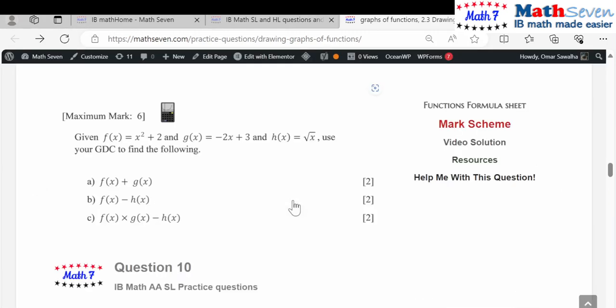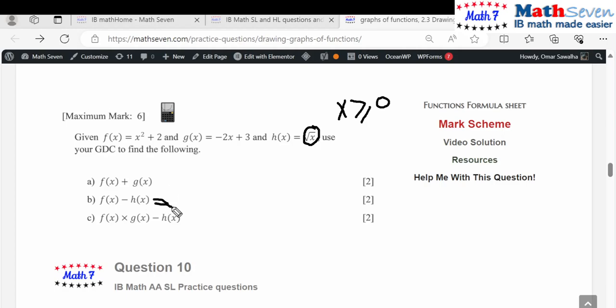Now for the second part, which is f of x minus h of x, it's a quadratic function plus a radical function. Now you just have to make sure that here x is greater than or equal to 0, because you cannot have values less than 0. The radical or square root of a negative number is undefined or an imaginary number, and the imaginary number is not included in your standard level. So the domain here is x greater than or equal to 0.